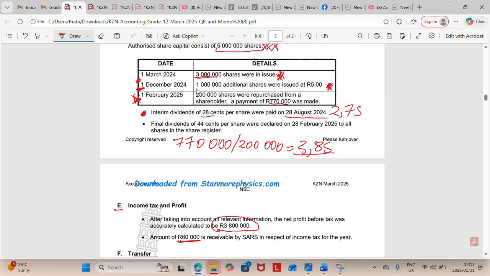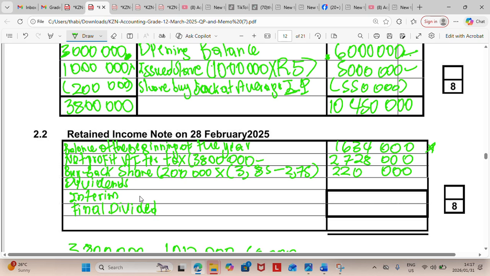They were not there. Okay, and then share buyback also happened when? On the first day of Feb. So it means now this 3 million was not affected by this movement of shares. So take the 3 million, the number of shares that were in issue at the beginning, times 6 times 28 cents, which is 0.28. And then you'll get your interim dividends of 840,000.